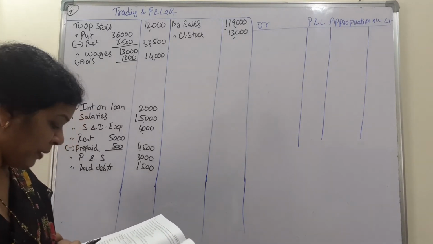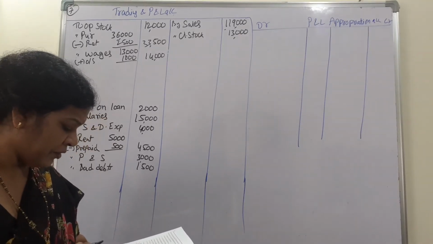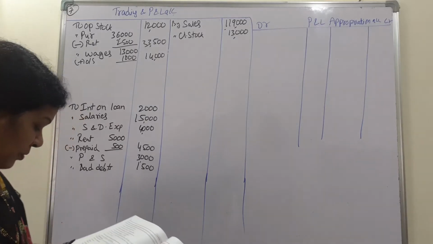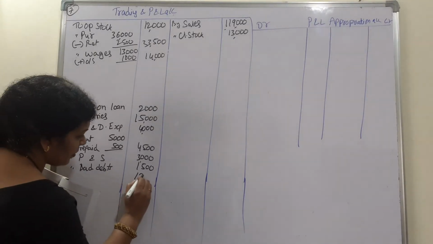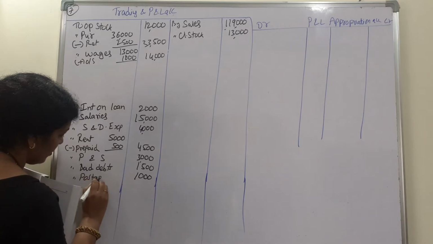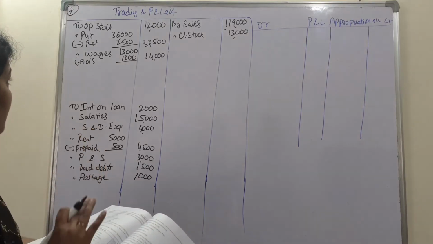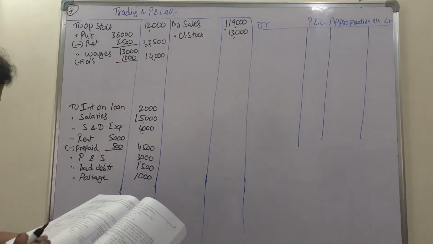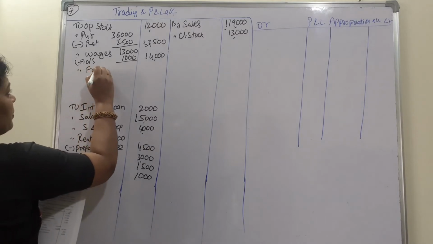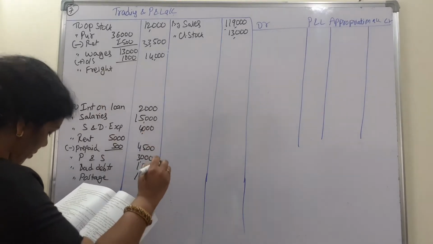After that, cash at bank. It's balance sheet. Debtors, goodwill, building, furniture, all these things are balance sheet assets. Postage 1,000. Freight already we have taken over there. Sorry, freight we didn't take. No? So freight is the direct expenses. Freight is 2,000.